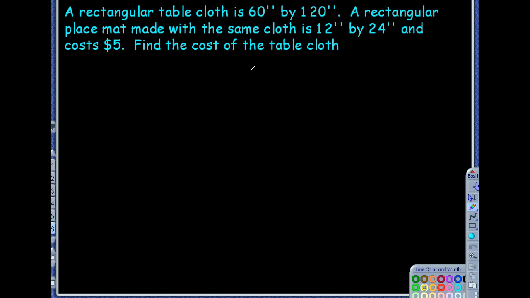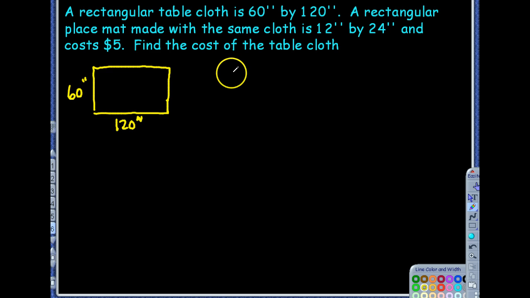So here's what I would suggest. Maybe let's sketch a visual here. We have a rectangular tablecloth, and it's 60 inches by 120 inches. And just a reminder, when you're talking about the dimensions, usually the smaller is the width and this is your length. We have a placemat of the same material, and it's 12 by 24. So notice I put the smaller one here.